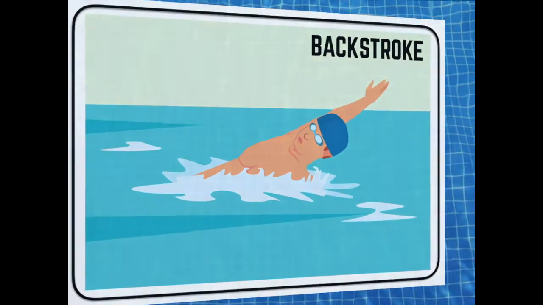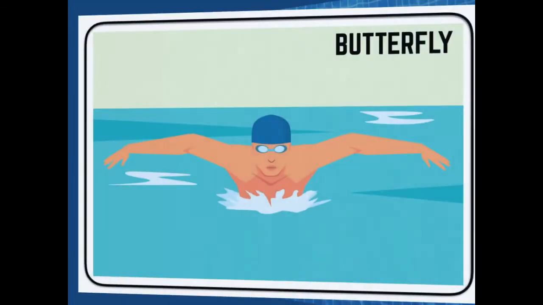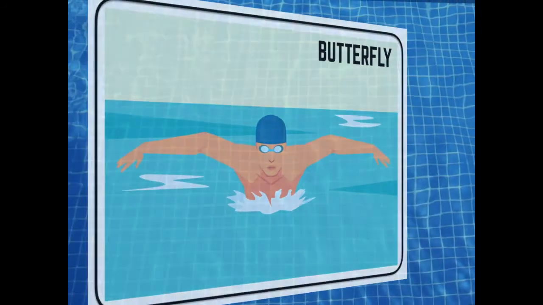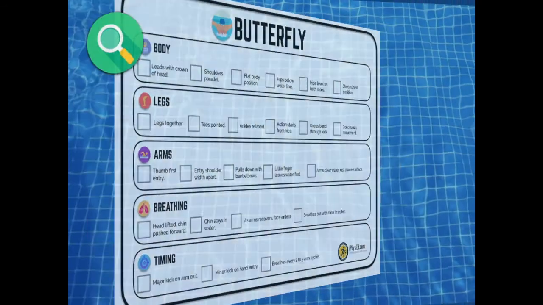Backstroke. Again, body, legs, arms, breathing, and timing. And finally, butterfly. So you can see there is one card for each of those 4 recognized strokes.